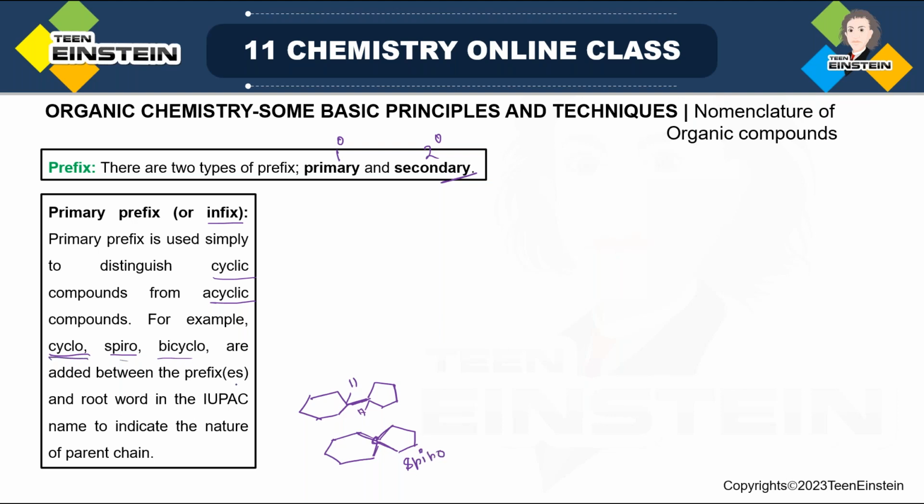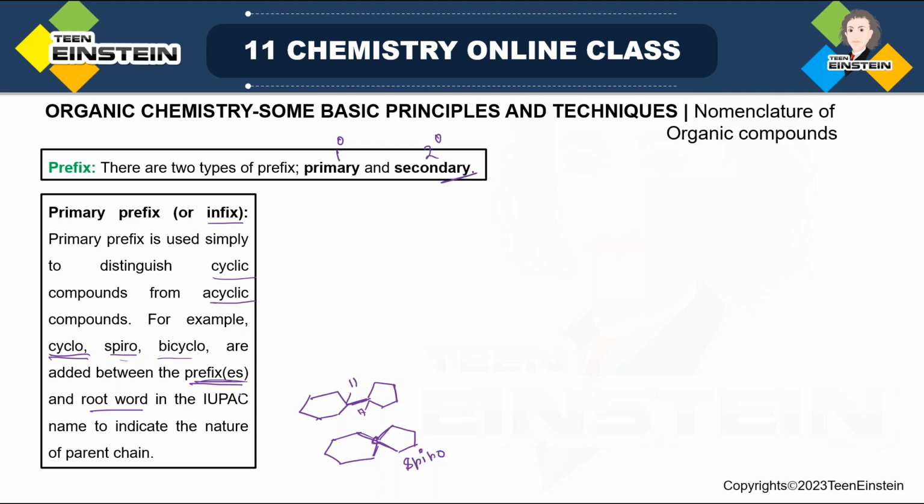So cyclo, spiro, bicyclo, these terms we use at the starting, that is just when you are writing the name, at the first position it will be used. So that is why it is primary prefix. Prefix means it will always be before the root word. And when it is 1 degree prefix, it will be at first position. But it is only for cyclic compounds. Okay. So this will be added between the prefixes and the root word. So prefixes and root word means it is talking about the 2 degree prefix. So first 1 degree prefix if it is present, if it is cyclic, otherwise no question of it.